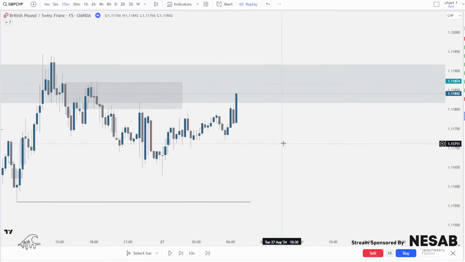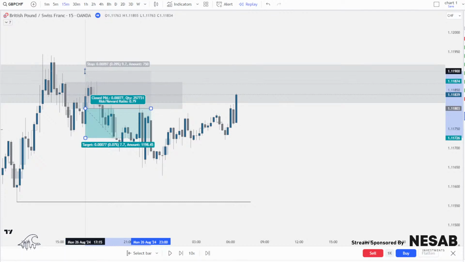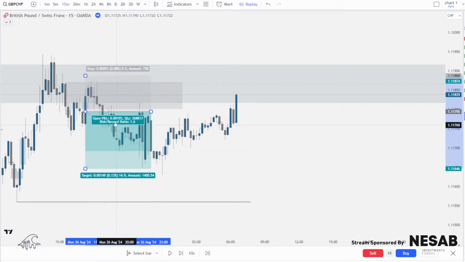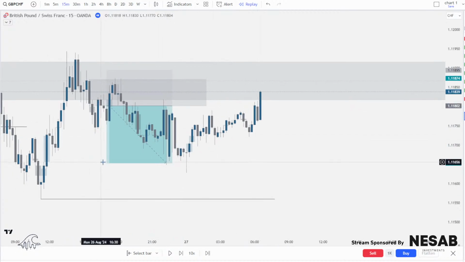Oh my god, that's so choppy. Okay, so either way, whether you traded it off of this high or this high, you would have got a small push down. Price chopping around like crazy. Target is here.